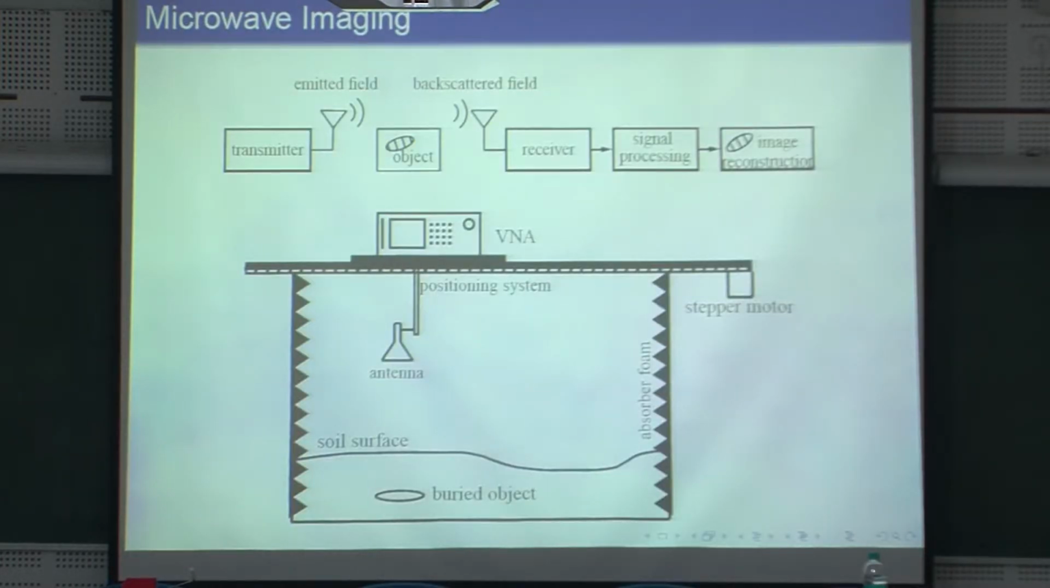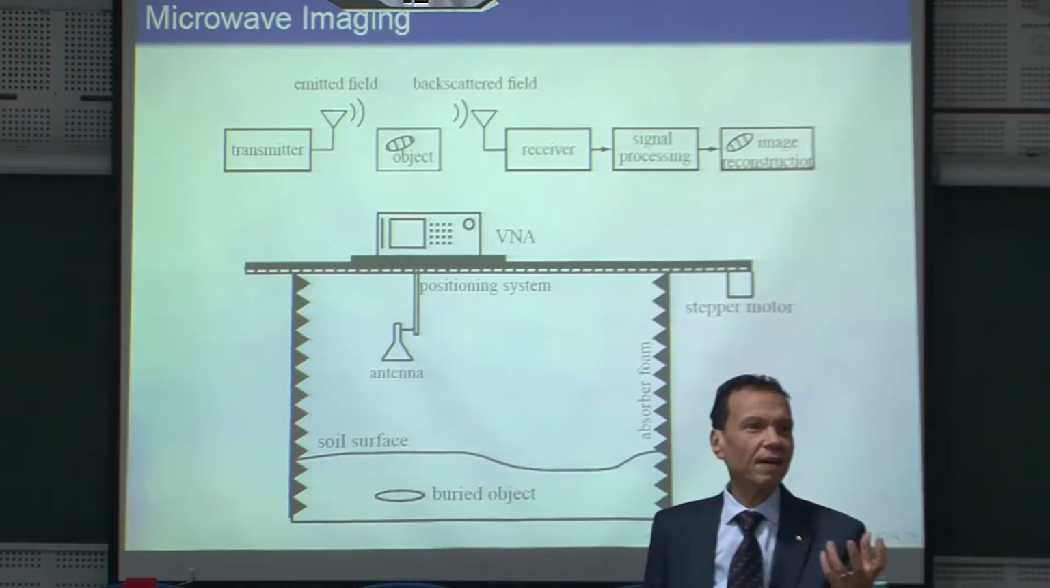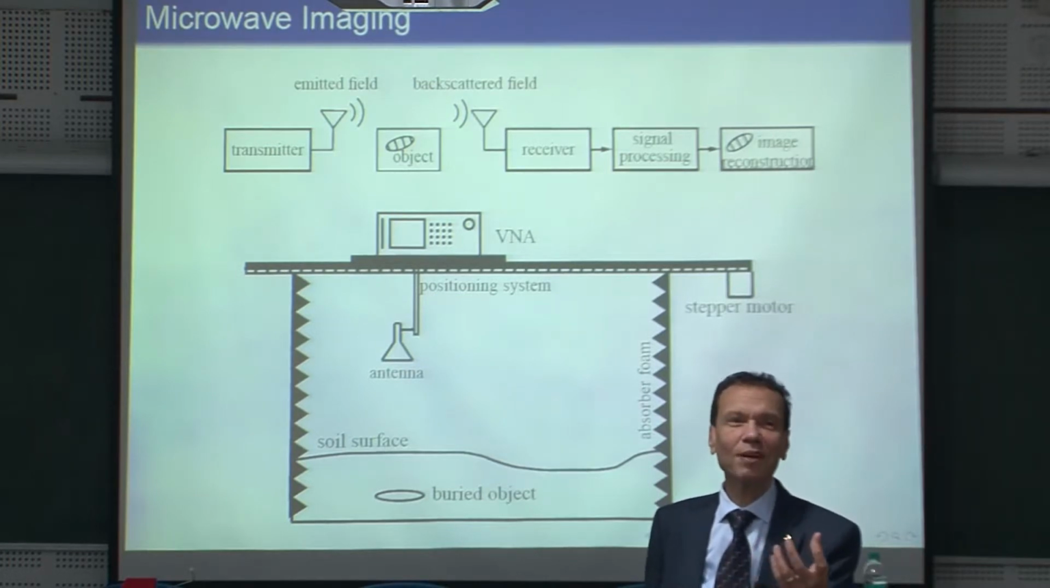Okay, this is a block diagram: first we have the transmitter, we have the object, we have the receiver, and then we take the received signal. Somebody here asked me about the RF measurements, that they don't know how to evaluate them.